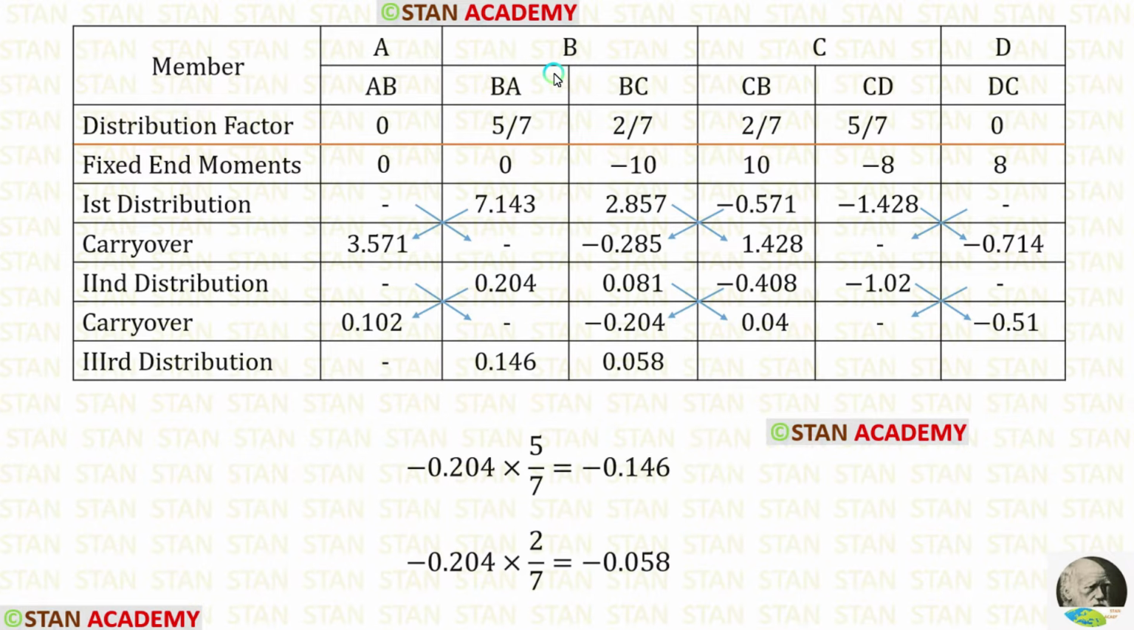Now let us do the third distribution in the joint B. For that, we have to multiply this value with the distribution factors. When we do that, we are getting negative values, so we have to enter them as positive.